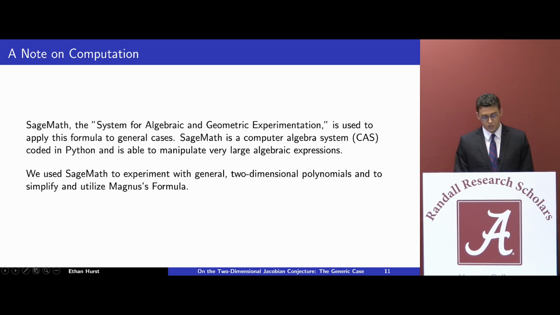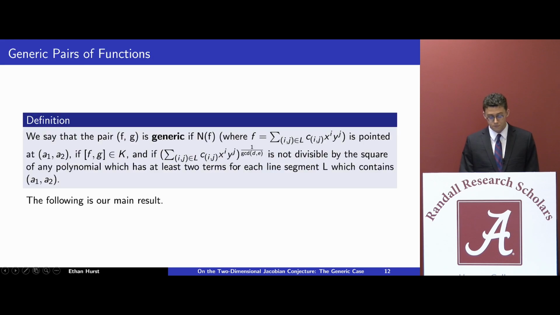A quick note on computation: we use SAGE math, and SAGE stands for a System for Algebraic and Geometric Experimentation, which has allowed us to greatly simplify this enormous formula and use it in this specific case. SAGE is a computer algebra system coded in Python and able to manipulate very large algebraic expressions. It has given us a lot of flexibility to experiment with these very large two-dimensional polynomials, as well as consider divisibility factors that allow us to reduce the Jacobian in this specific case.